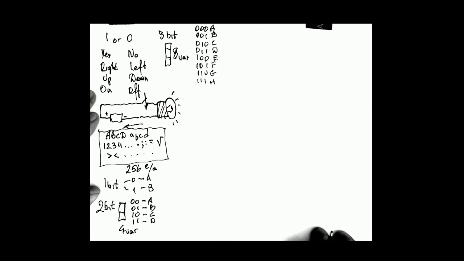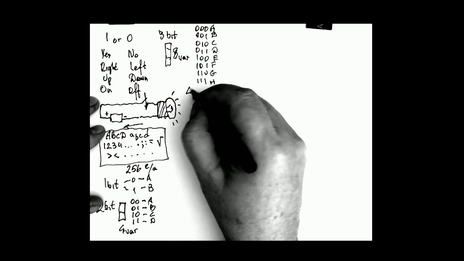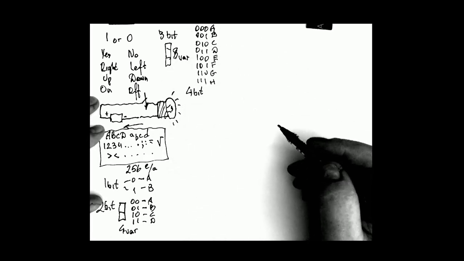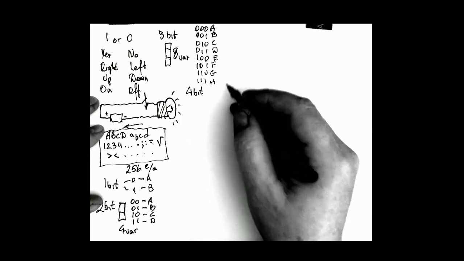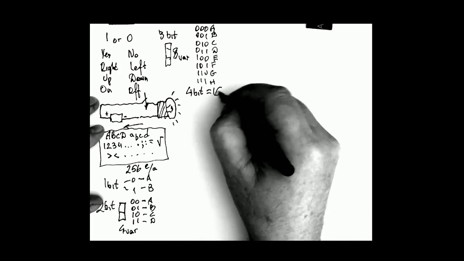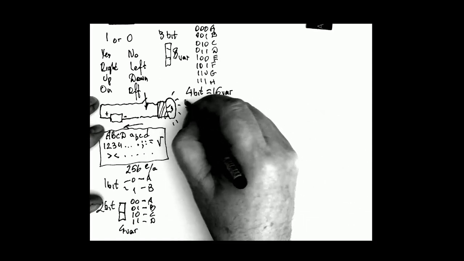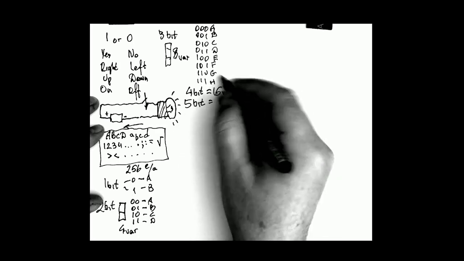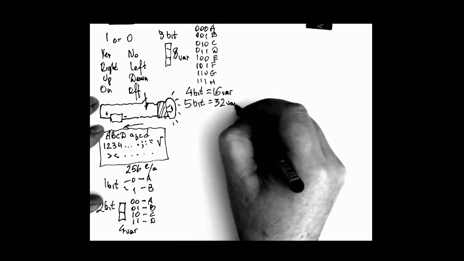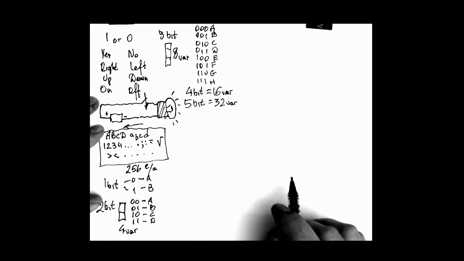But this is not enough. We need to have 256 variations. Let's see how many variations for 4 bits. 4 bit. We talk about the doubled number of variations. I don't want to write variations as they are, but I can say that will be 16 variations for 16 letters. That is not enough. For 5 bit, that will be doubled, 32 variations. Not enough for 256 symbols.